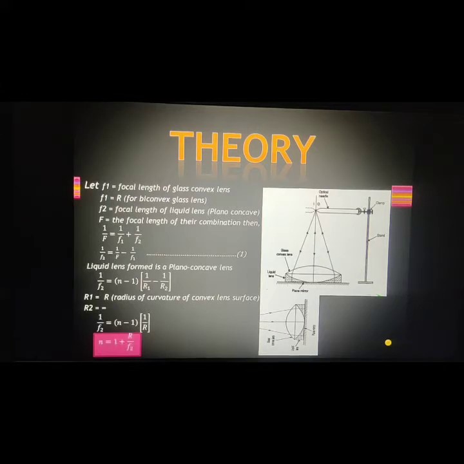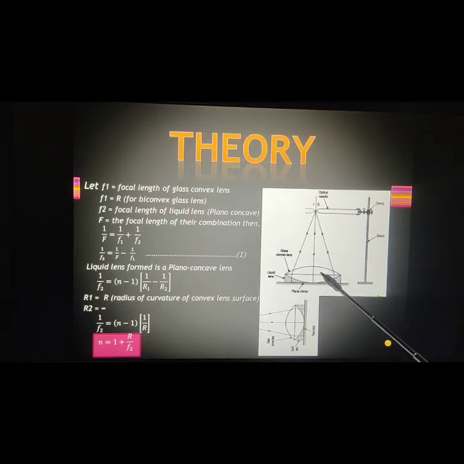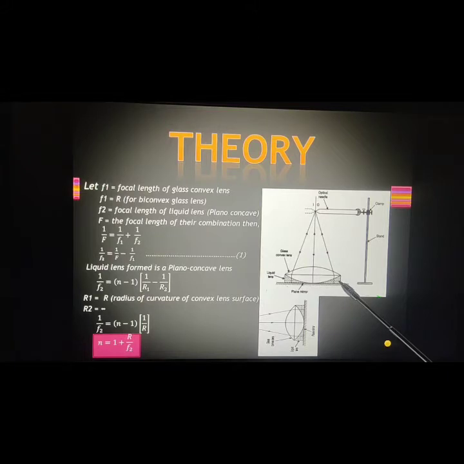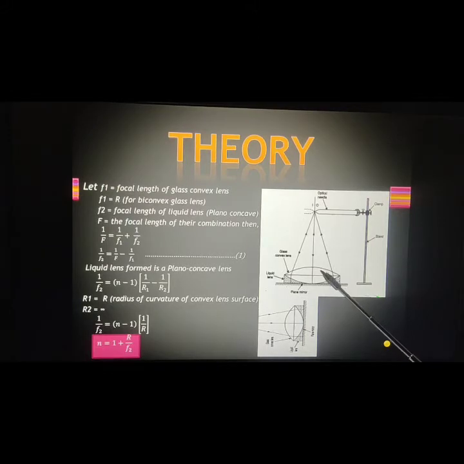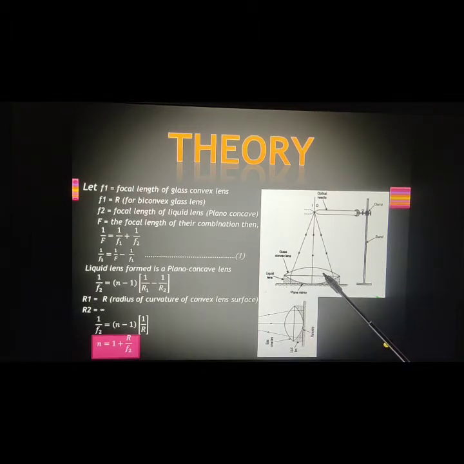The theory: this is the ray diagram which we will be using, and this is the convex lens and this is the plane mirror. This is the liquid in between, this is water. We need to find the refractive index of water. So we have two parts again in this experiment. In the first part we use only the lens and the plane mirror. So when we are using only the lens and the plane mirror, we find f1. f1 is the focal length of the lens, the glass lens.